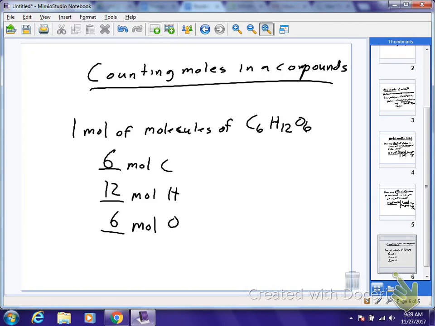Now, if I had 2 moles of molecules, like 2 cars, how many tires would I have? I have 2 cars. 8. So if I had 2 moles of molecules, how many would I have of carbon? 12. It's just multiplied, right? Yep. So, counting atoms, this is really simple. Let me give you one to practice that's not a whole number, and then you can tell me what you guys think on my count.